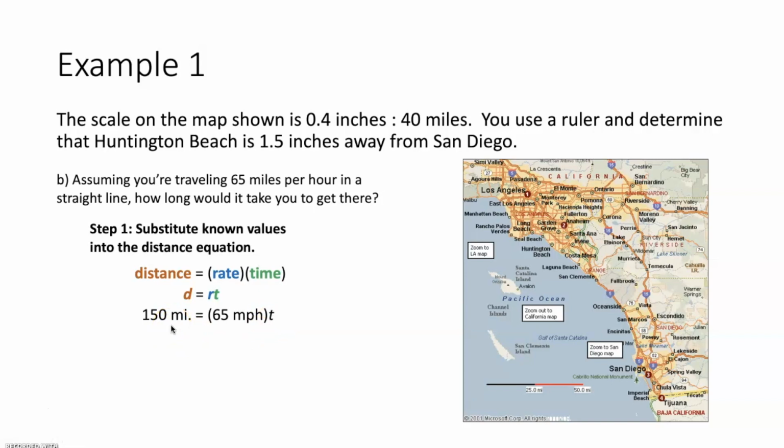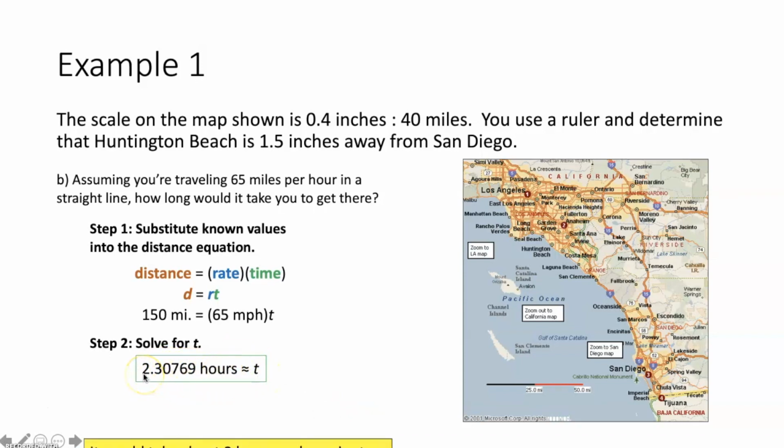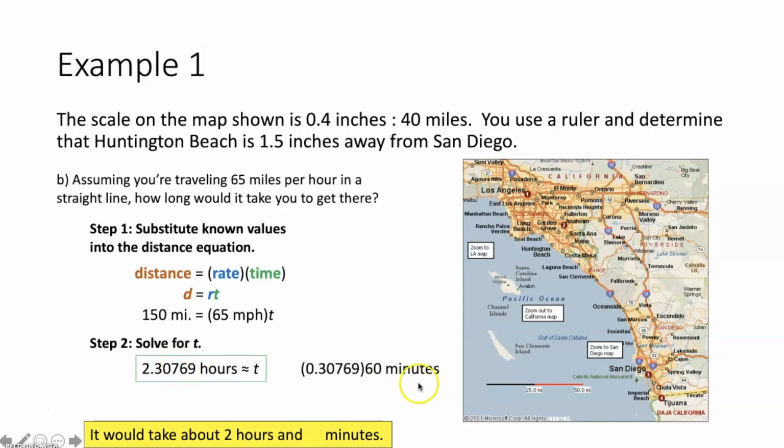So how do we find that? We just divide both sides by 65 miles per hour. We solve for T, and we get that T is approximately equal to 2.30769 hours. So we know that this is going to take about 2 hours. But let's say I want to figure out the minutes as well, because normally you want to know hours and minutes. So what is 0.30769 of an hour? We just take 0.30769, multiply that by 60, and that'll give us the number of minutes. If we multiply these together, we get about 18.46, or 18 minutes. So to travel 150 miles, traveling at a rate of 65 miles per hour, it's going to take you about 2 hours and 18 minutes.